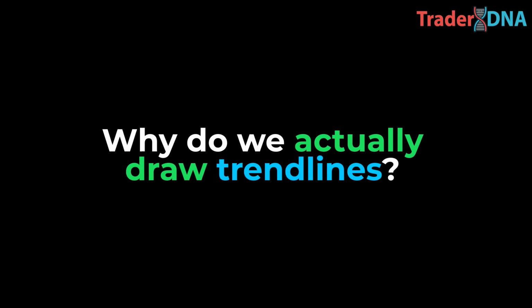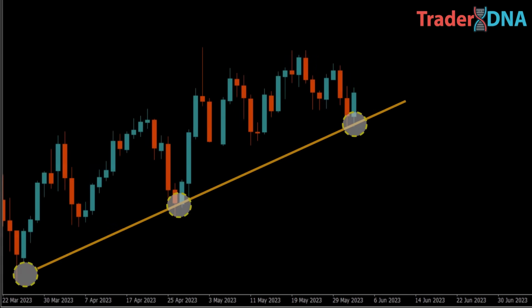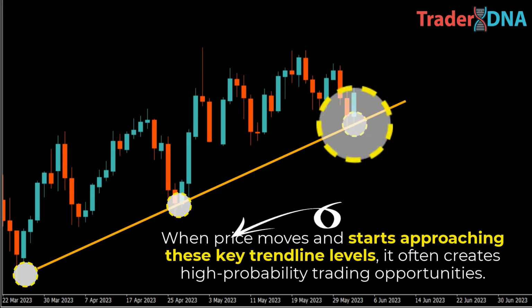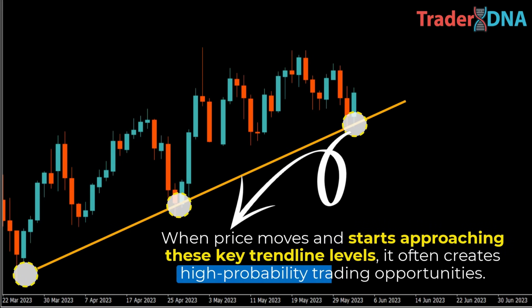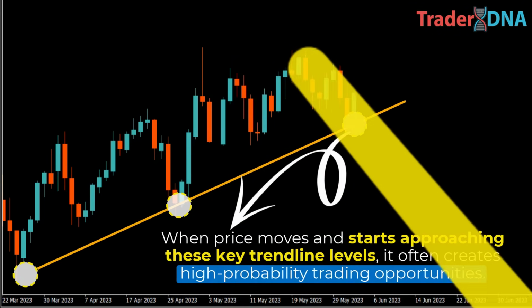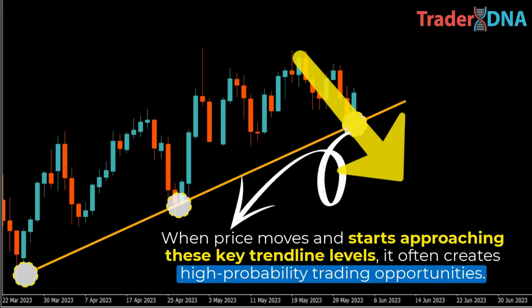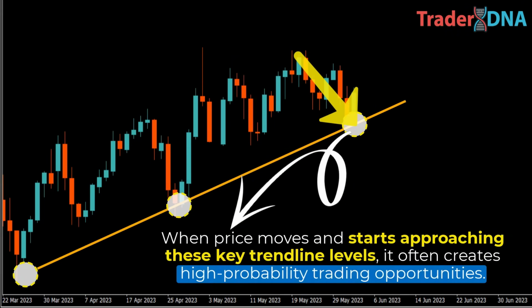Now, why do we actually draw trend lines? The reason is simple. When price moves and starts approaching these key trendline levels, it often creates high probability trading opportunities. In many cases, these levels can offer setups with very high win rates, especially when you know what to look for. Let me break it down even further. When price approaches a trend line, there are two main types of patterns that can form, and both are essential to any effective trend line strategy.